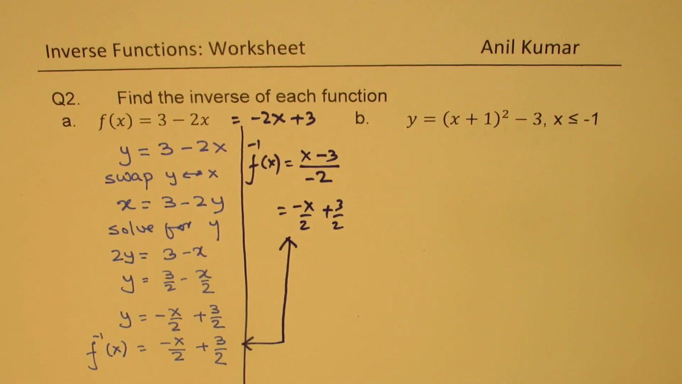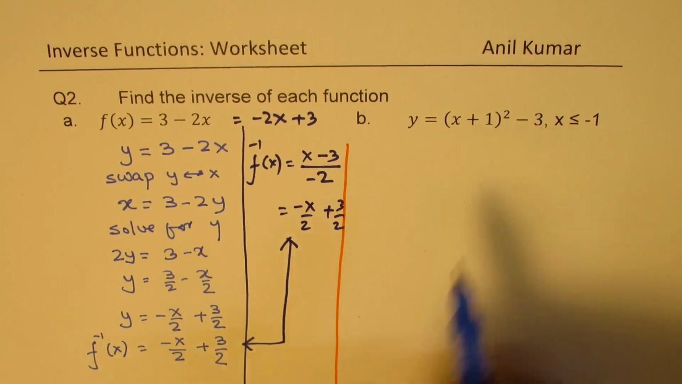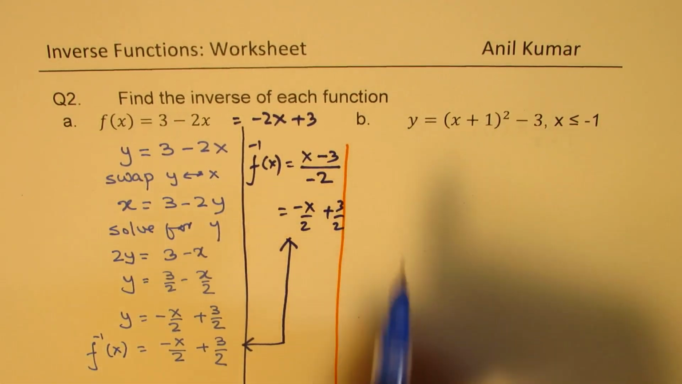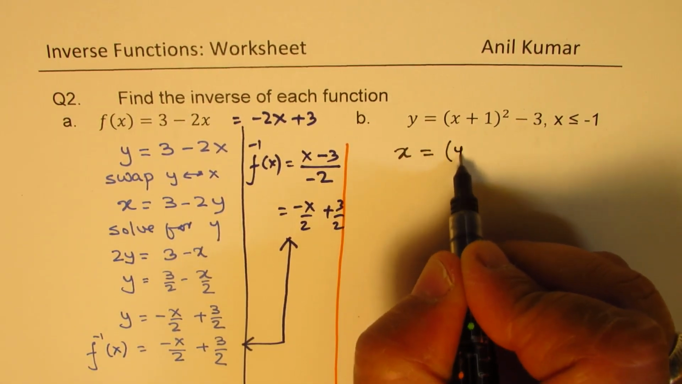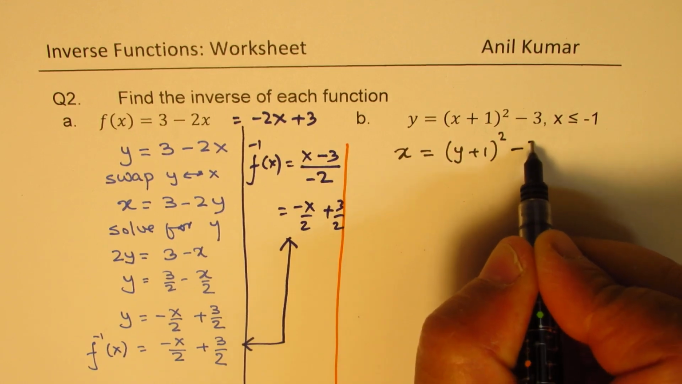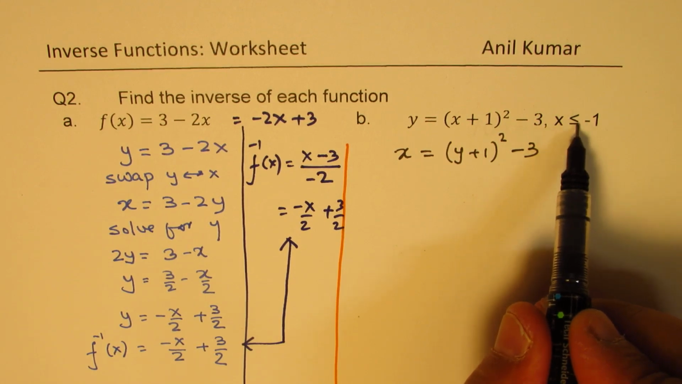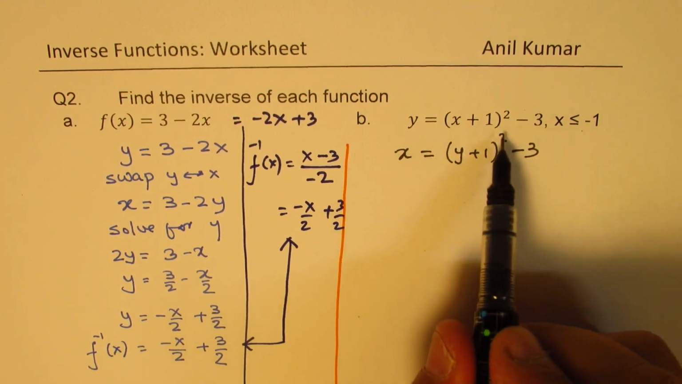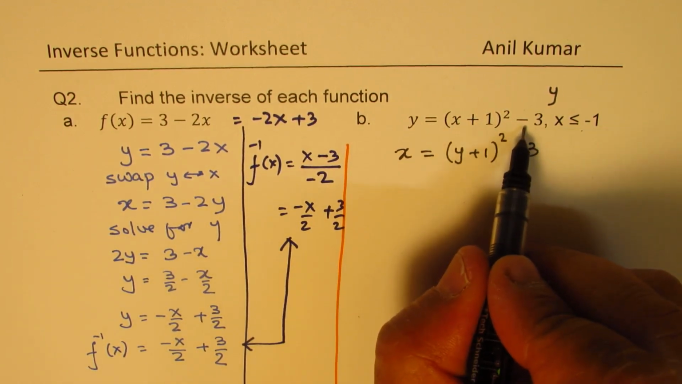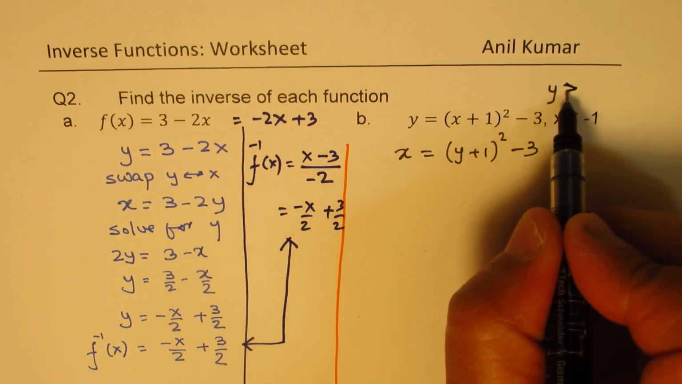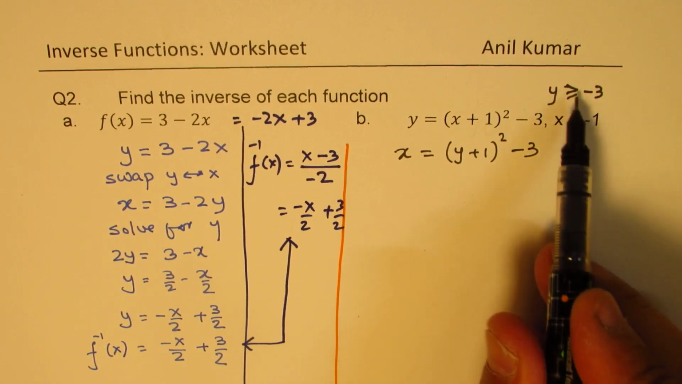Okay. Now let's take the second example, which is a quadratic function. Let's see how to find the inverse of this. So the first step is to swap x and y. So we'll write x equals y plus 1 whole squared minus 3. Now remember, we are given here that x is less than or equal to minus 1. Now you should know that the y value in this case, it is a parabola which opens upwards from minus 3. So y is greater than or equal to minus 3. So the inverse will have those things flipped.